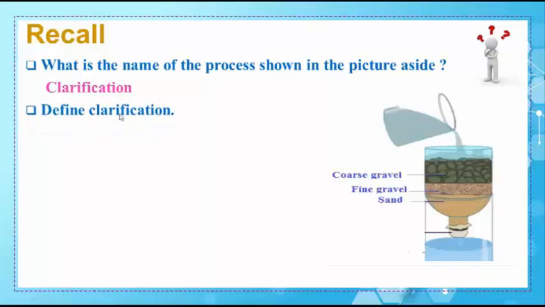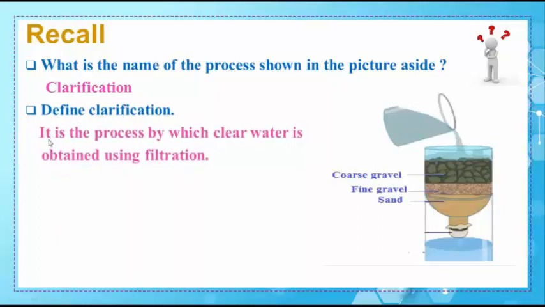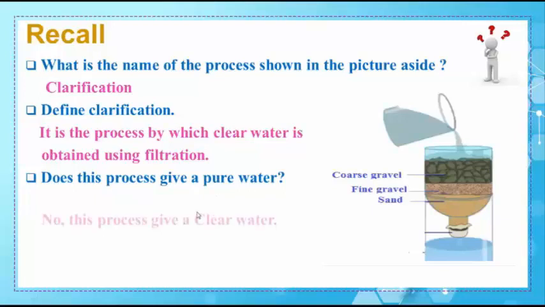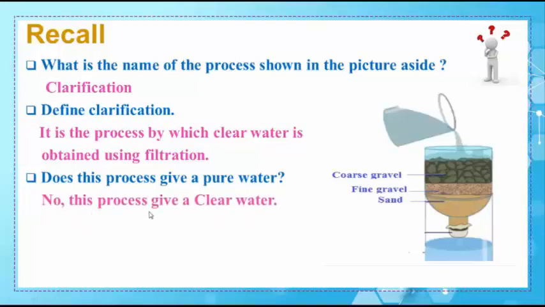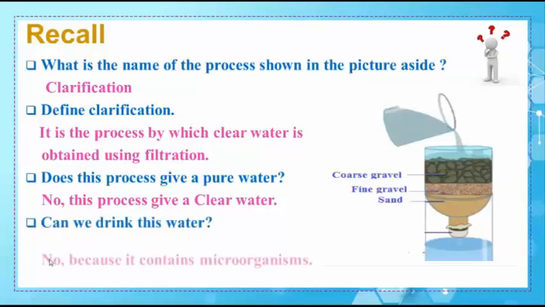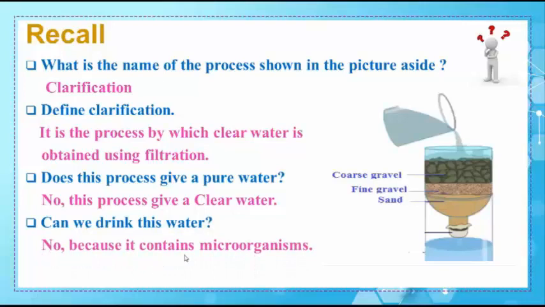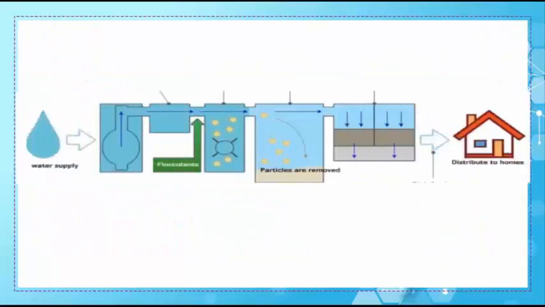Define clarification. Good. It is the process by which a clear water is obtained using filtration. Does this process give a pure water? No, this process gives a clear water. Can we drink this water? No, because it contains microorganisms. Good job. What is the name of the process shown here?